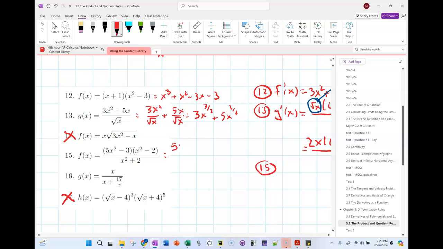So what do we have? We have 5x to the fourth, and then we have negative 10, and then minus 3, so that's negative 13x squared plus 6 over x squared plus 2.